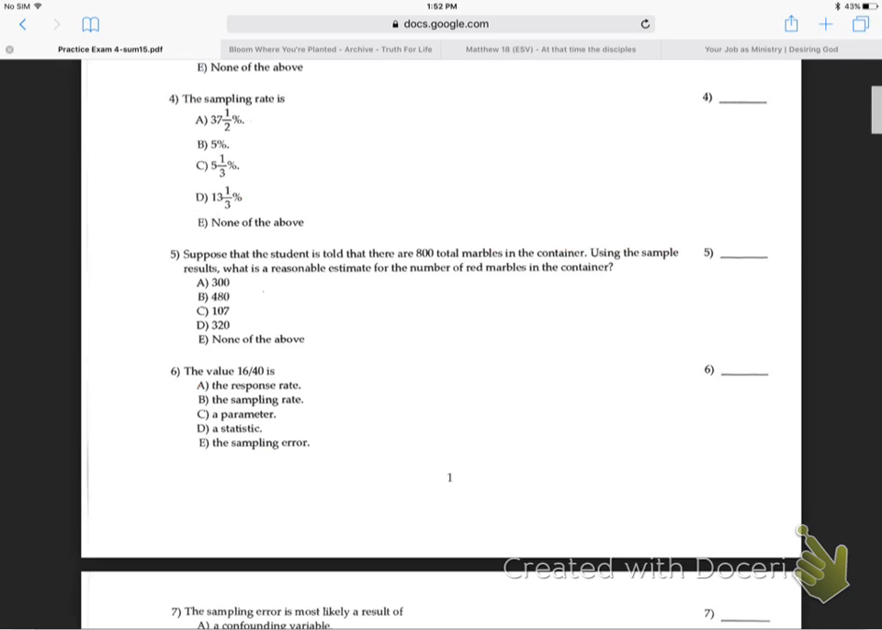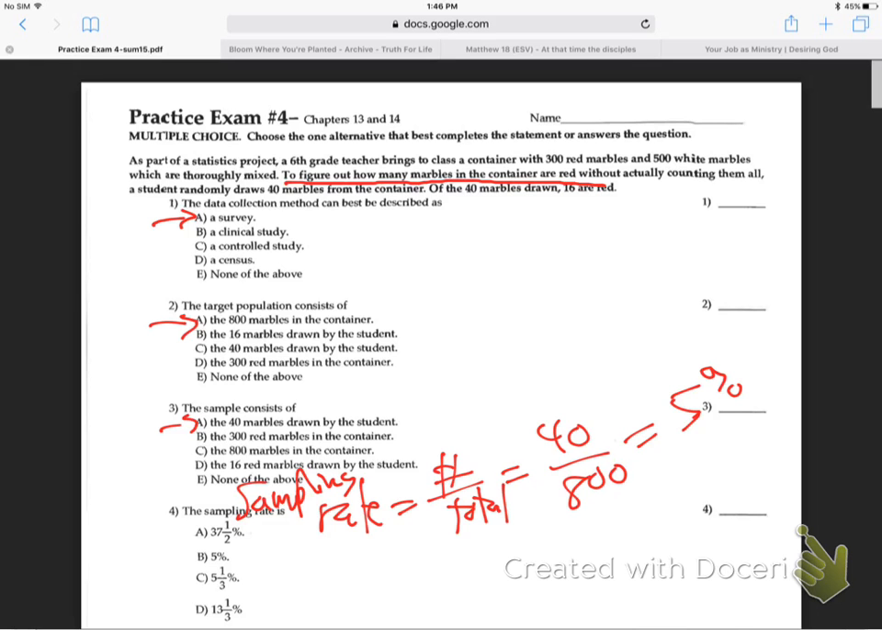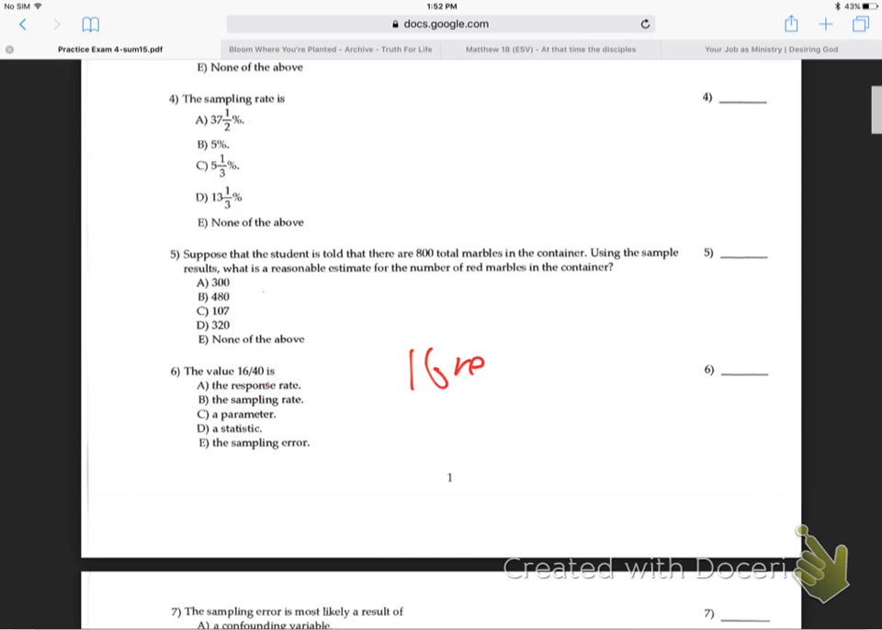Number 5 says, suppose that the student is told, hey, that's what we did for the quiz today. We got that one. Let's go on to number 6. The value, what is 16/40ths? What is that? Well, let's go back to the words and see where the 16 and the 40 are. Here's the 16 and here's the 40. That's when they grabbed the sample, huh? And they got 16 red out of the 40 they grabbed hold of. So it's 16 red out of 40 total in the sample. So in the little sample that they grabbed, 16 were red out of 40 total.